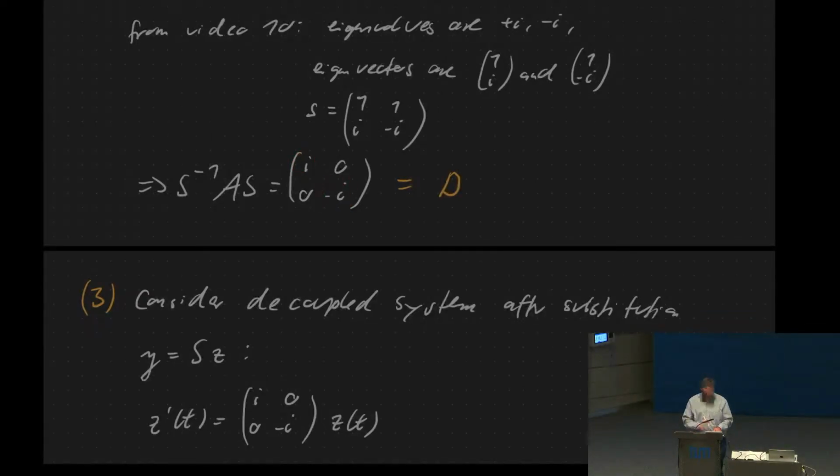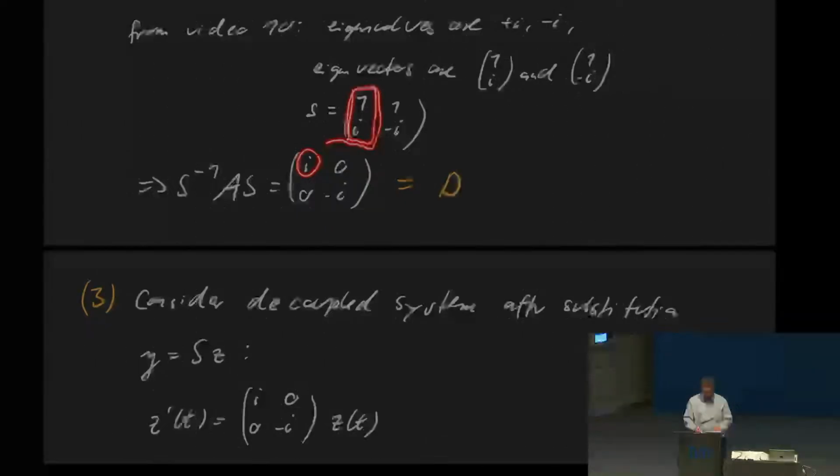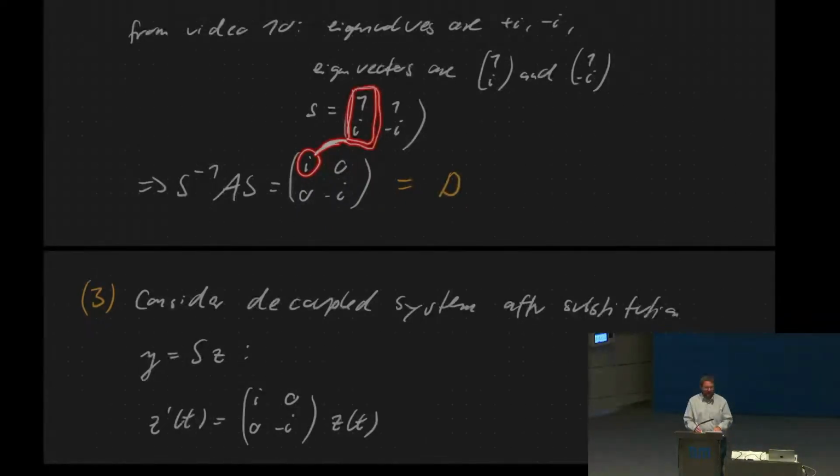The order matters. The order is the same as the order of the eigenvectors in S, right? So this eigenvector (1, i) is the eigenvector for the eigenvalue i. And this second eigenvector (1, minus i) is the eigenvector for the eigenvalue minus i. So the order of columns corresponds in S and in D. Otherwise, of course, you can choose any order you want as long as you make it consistent. You'll get the same result. You just have different intermediate results, but in the end, you should end up with the same thing.